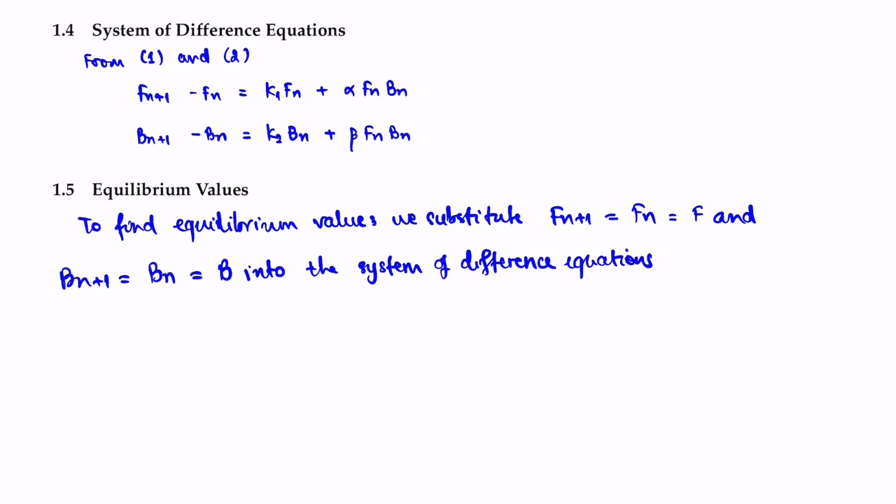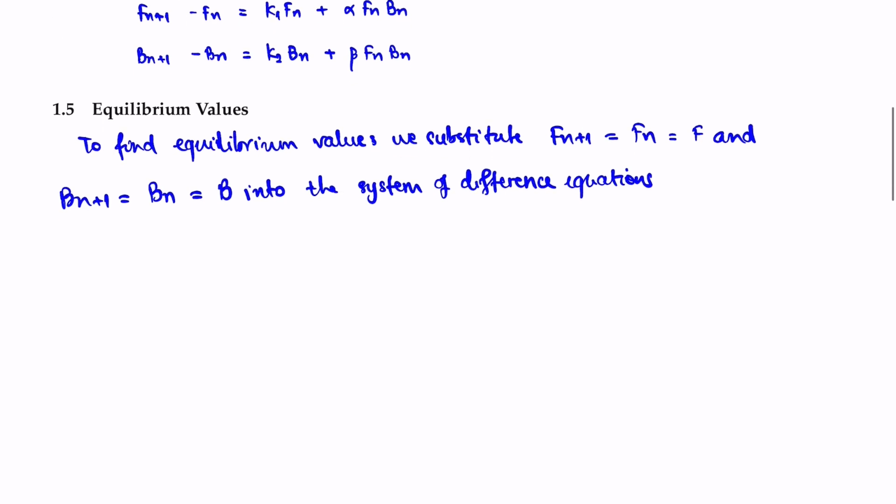Right. So again, I'm going to break the paper down into two different columns. In one column I'm going to work with the first equation. In the second column, I'm going to work with the second equation. So from the first equation here, I get f minus f equal to k1 times f plus alpha times f times b. So on the left hand side, you get 0.